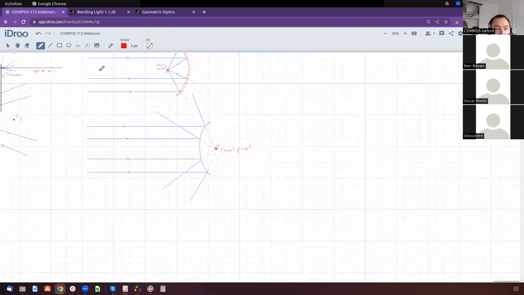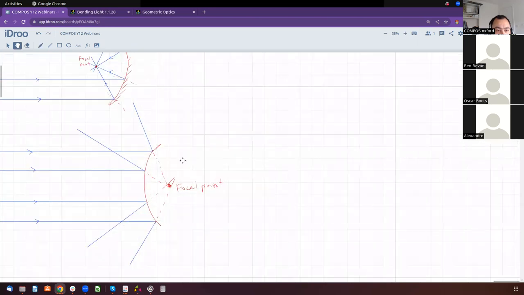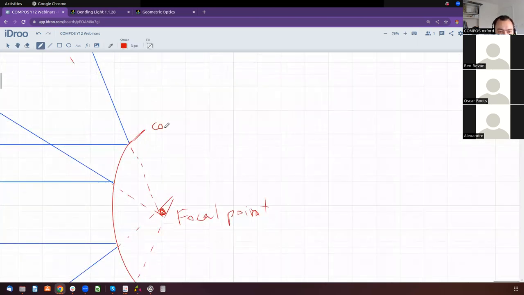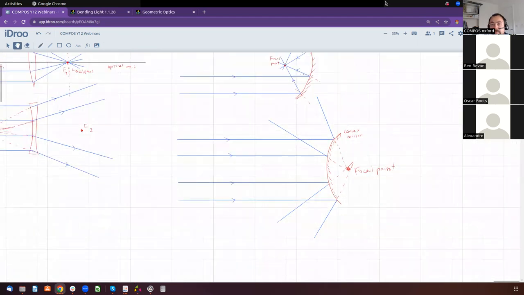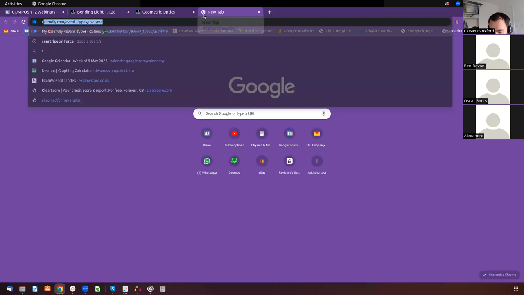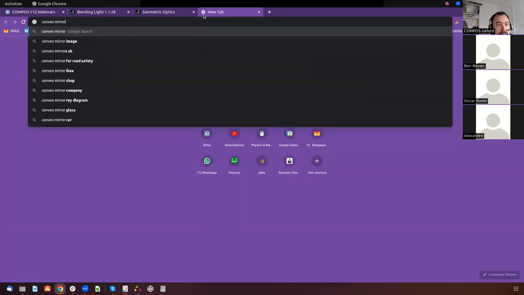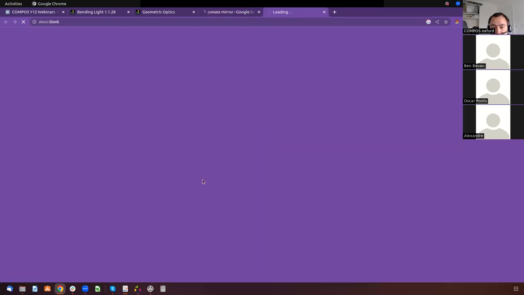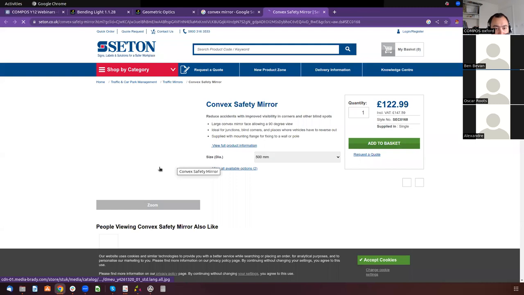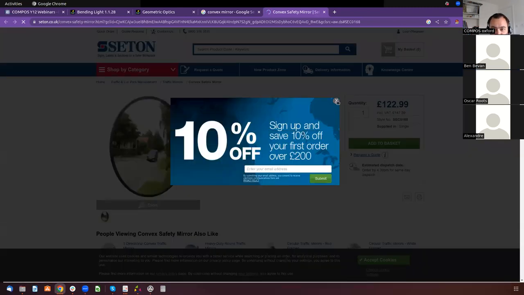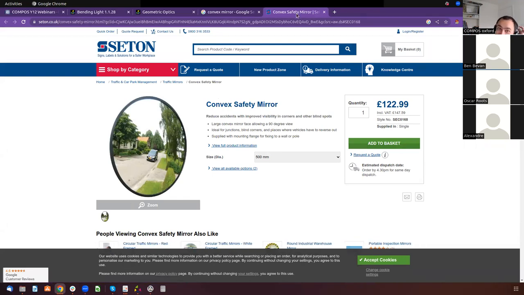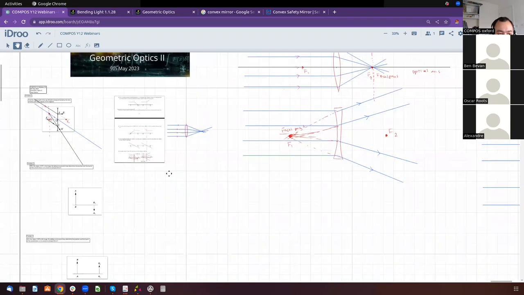This is a convex mirror. A convex mirror is the type of mirror that you see on roads. Like this. That's one expensive mirror. Anyways, moving on.